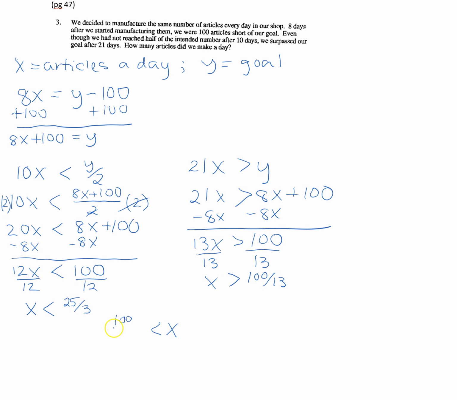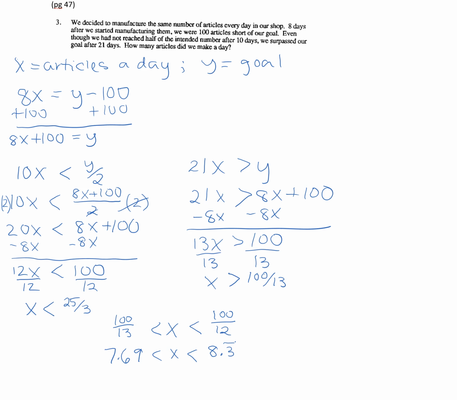100 over 13 and less than 25 over 3, or we'll just put this as 100 over 12. And so we know x has to be in between these two numbers, and if we evaluate these fractions out and turn them into a decimal, I'm just going to round on this side. I'm rounding to 7.69. X is greater than 7.69 and less than, this turns out to be 8.3 repeating.